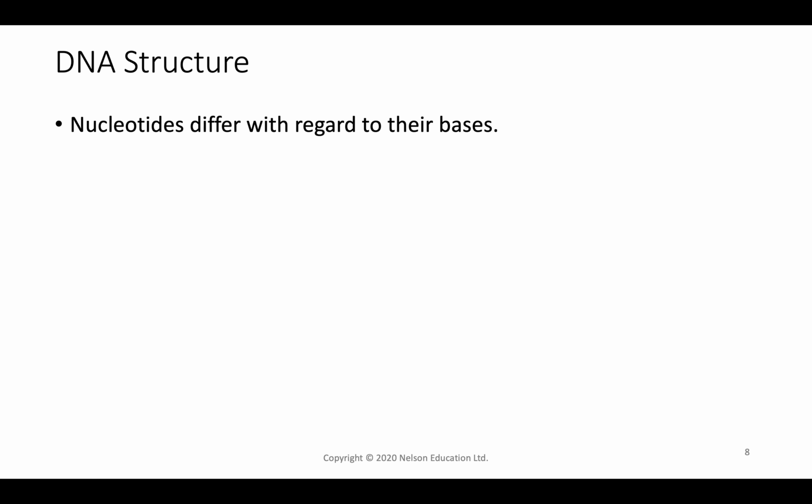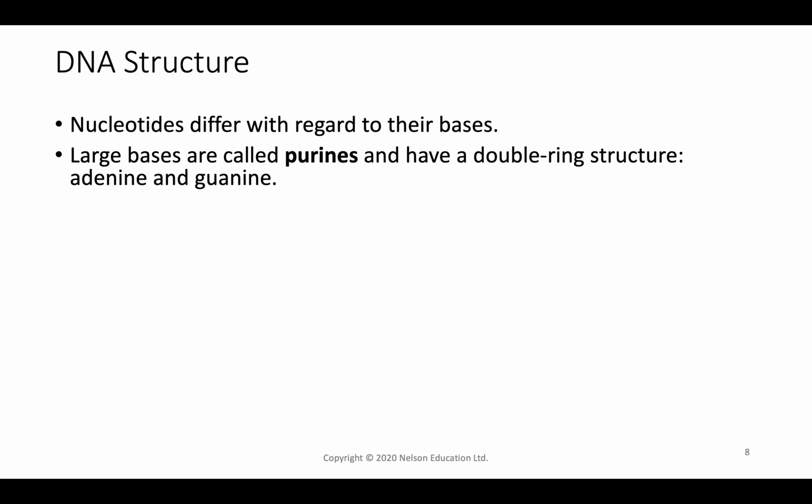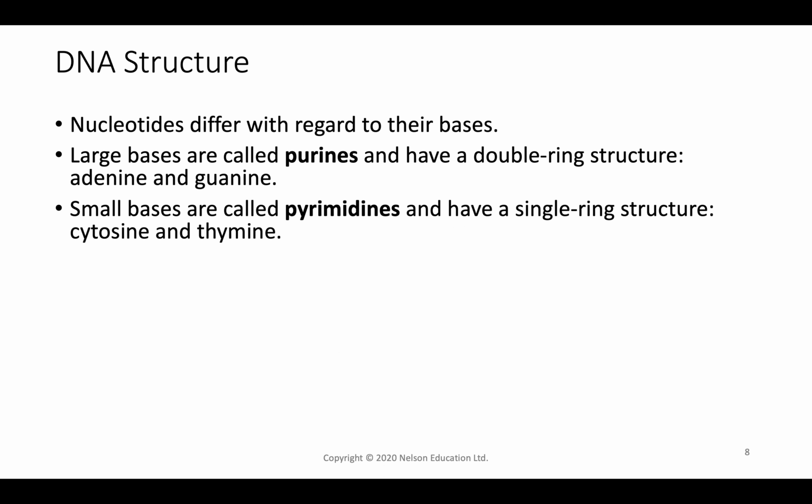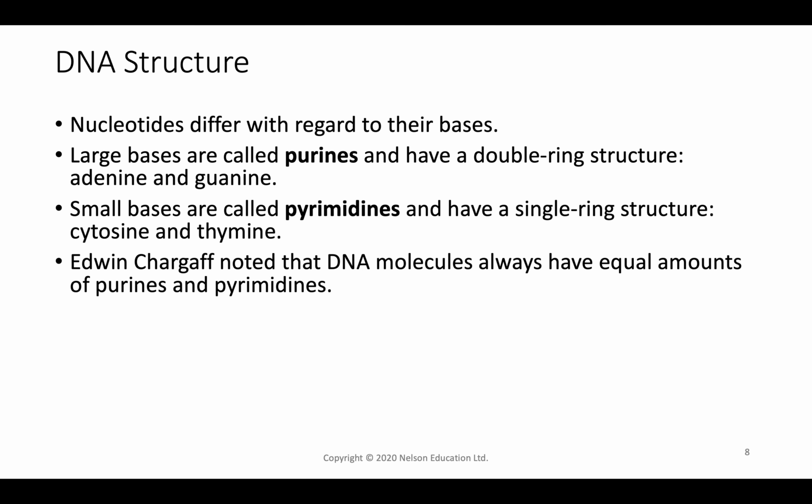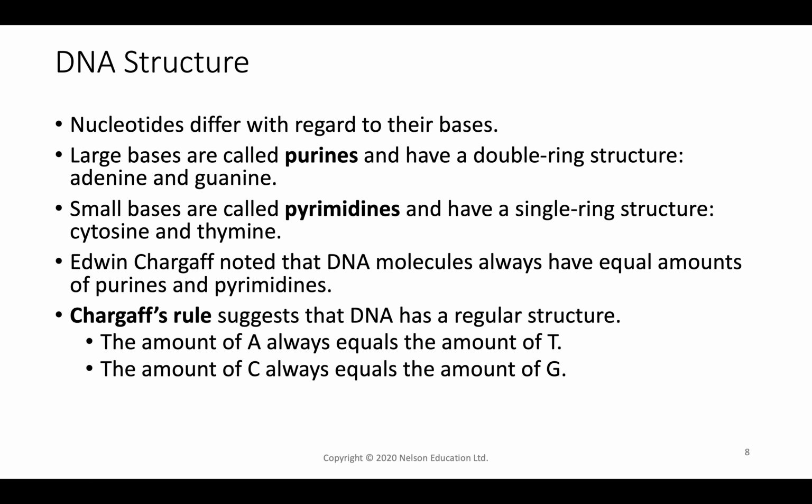All right, so nucleotides are going to have different bases, right? A, T, C, and G. And if they have the large bases, namely A and G, they're going to be called purines because they have two rings. And the smaller bases are called pyrimidines, and they have a single ring structure, namely C and T. And there was a scientist named Chargaff that noted that DNA molecules always have equal amounts of purines and pyrimidines. Always have equal amounts of one large and one small.